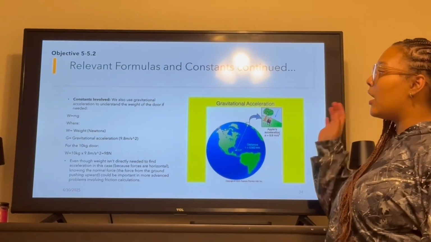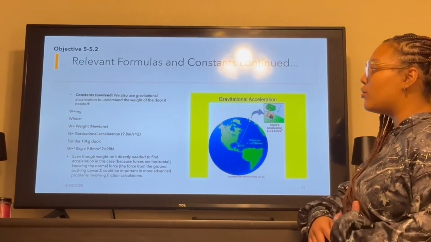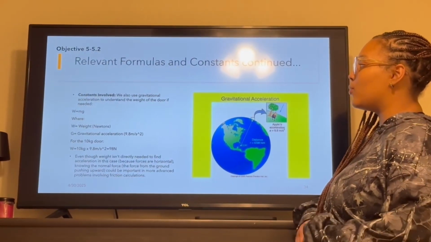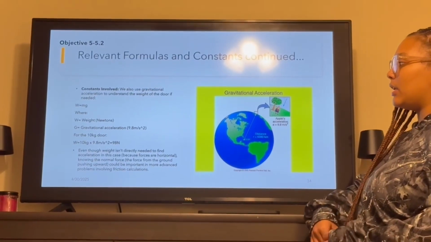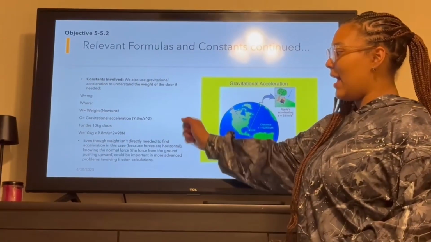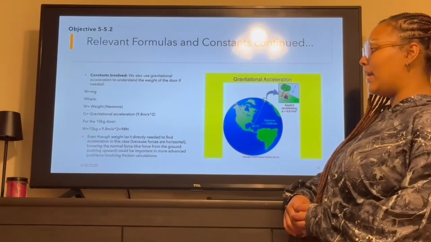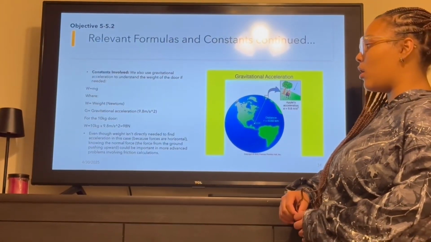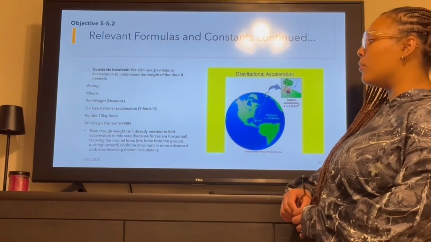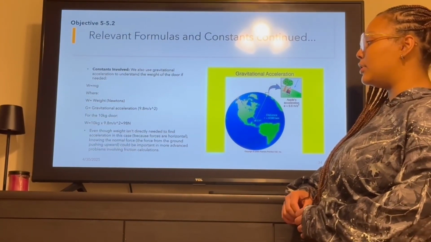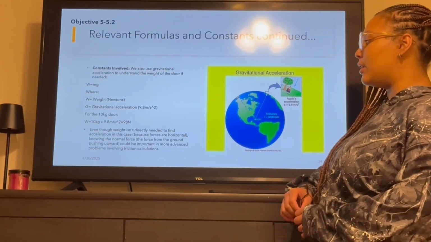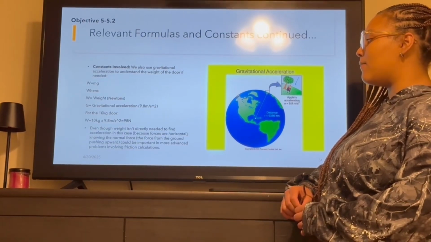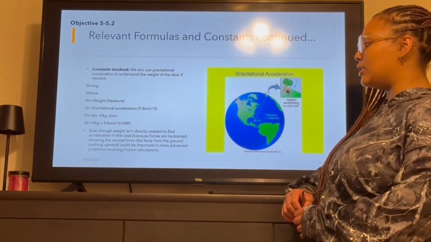Constants involved. We also use gravitational acceleration to understand the weight of the door if needed. Even though weight isn't directly needed to find acceleration in this case, because the forces are horizontal, knowing the normal force, the force from the ground pushing upward, could be important in more advanced problems involving friction calculation.